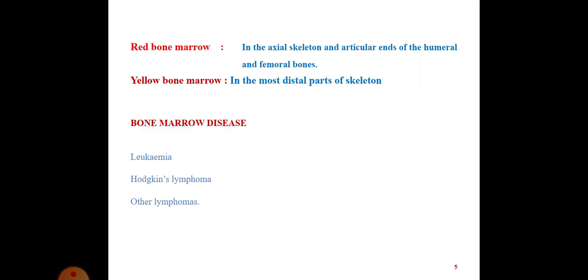Bone marrow diseases are the effect of any defect in the bone marrow, such as leukemia, Hodgkin's lymphoma and other lymphomas.